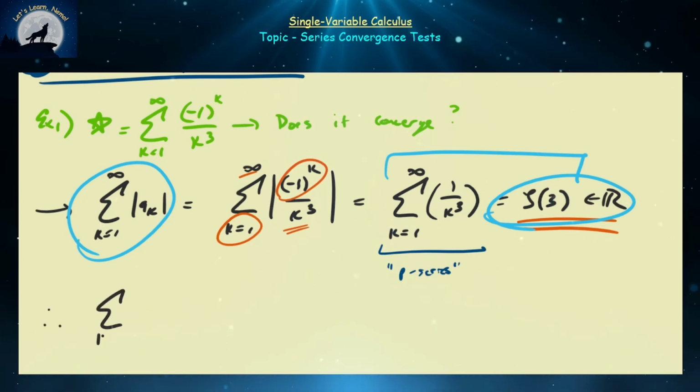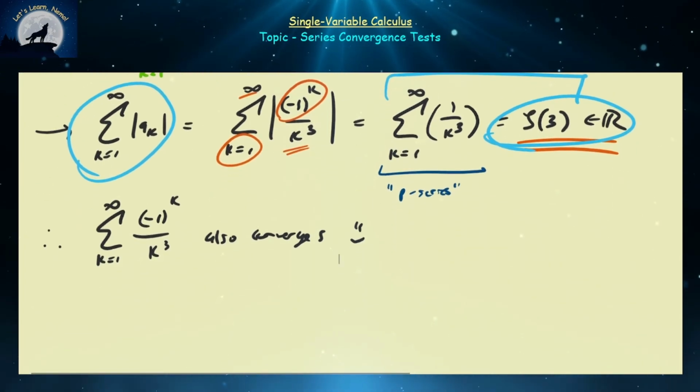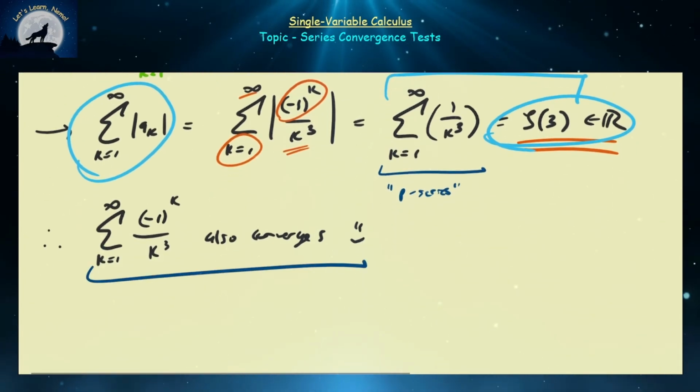So that means that the original series that we had, the sum from k is equal to 1 to infinity of minus 1 to the power of k over k cubed, also converges as well by the absolute convergence test. Now, obviously, this does tell us that it converges, but one question that you could ask is, what does it converge to? So to what does it converge?